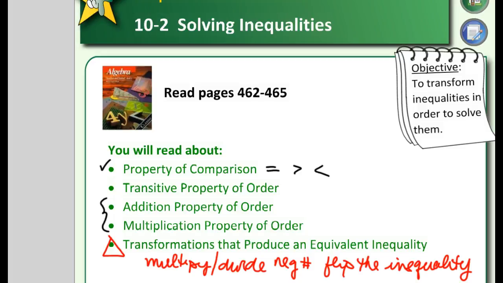If I had 1 is less than 3, that's a true statement. If I go through and multiply both of those by positive 2, we're going to get 2 is less than 6, and that's still a true statement. But what would happen if instead I decided to multiply everything by negative 3? If I do that, then I'm going to get negative 3 is less than negative 9. Now the problem with that is that's a false statement. The big fat side is not by the big fat number.